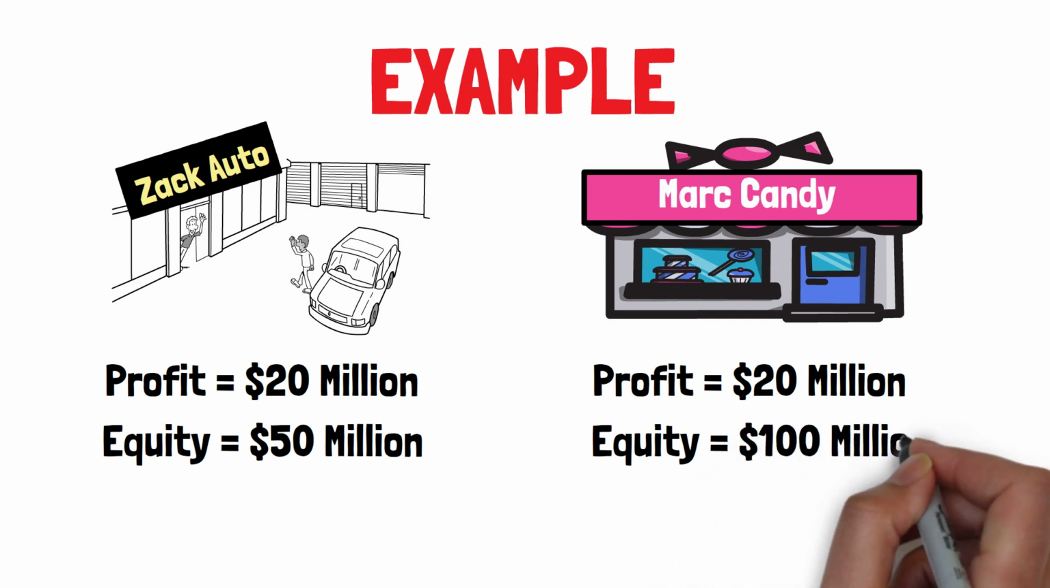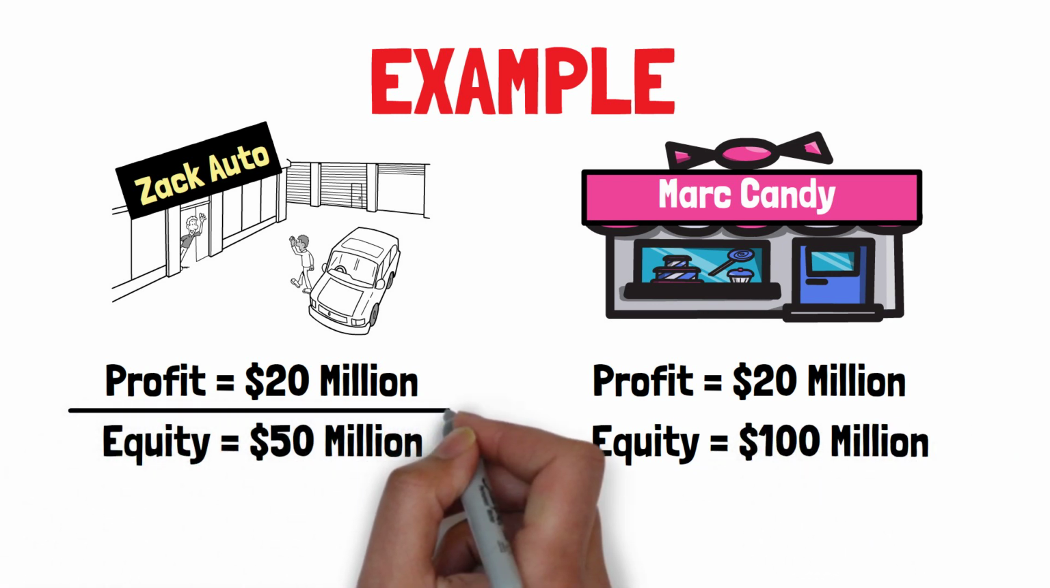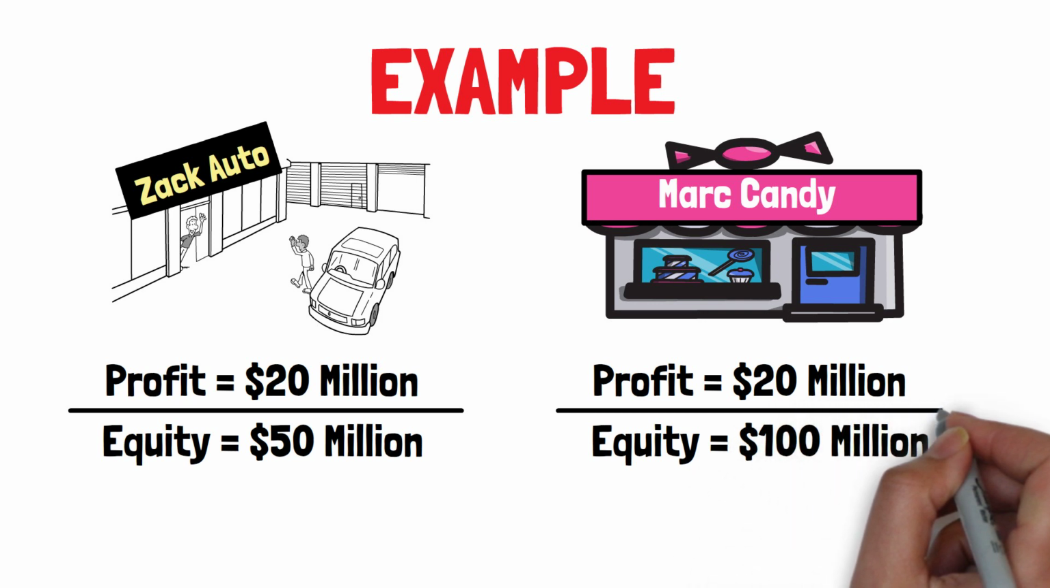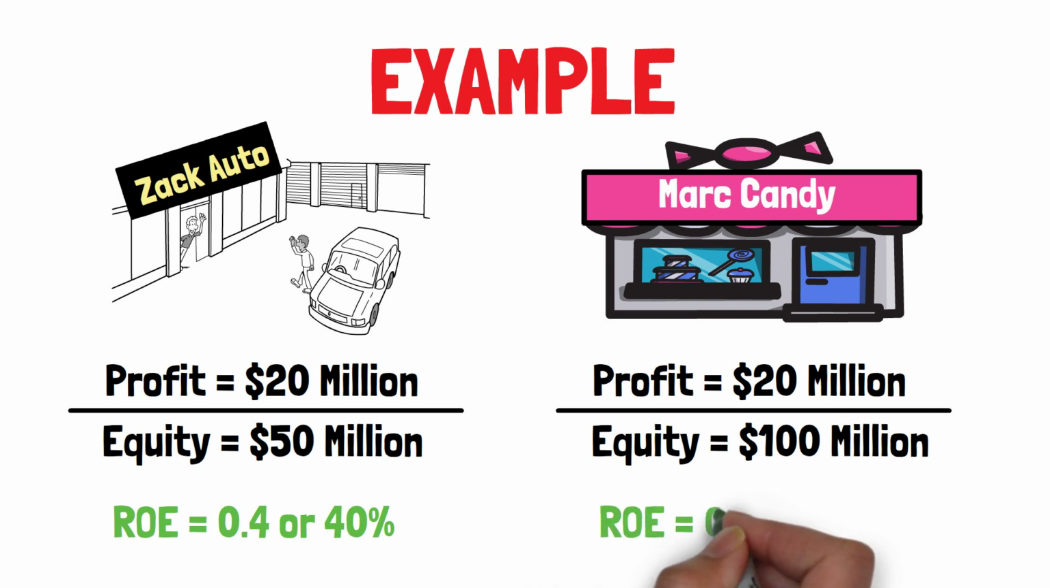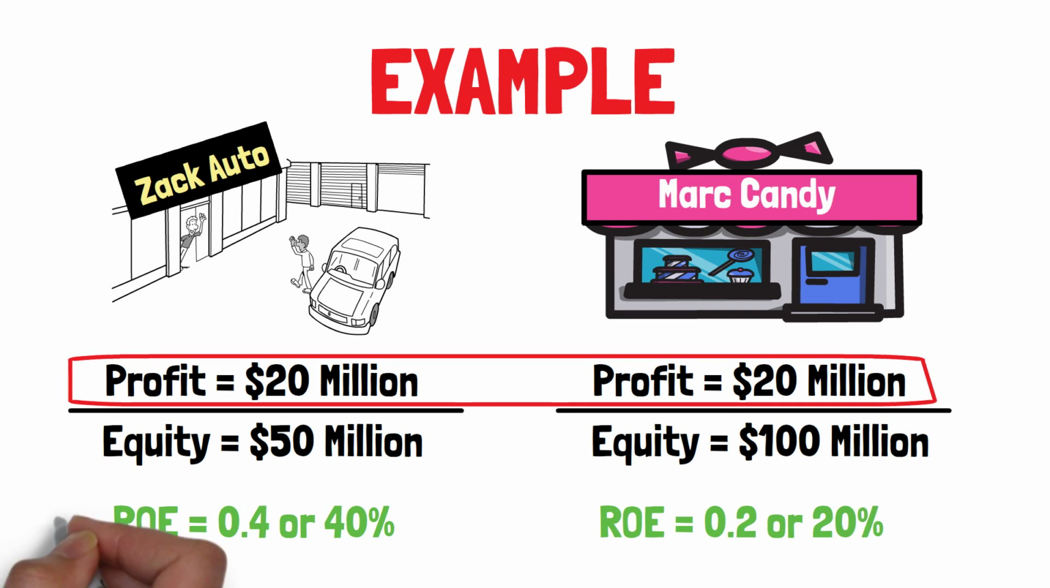To calculate return on equity, let's divide each company's profit by the equity. By doing so, we get ROE for each company. ROE for Zach Auto is equal to 40%, and ROE for Mark Candy is equal to 20%. Even though the profit is same for each company, Zach Auto is more efficient at utilizing the equity to generate profit.